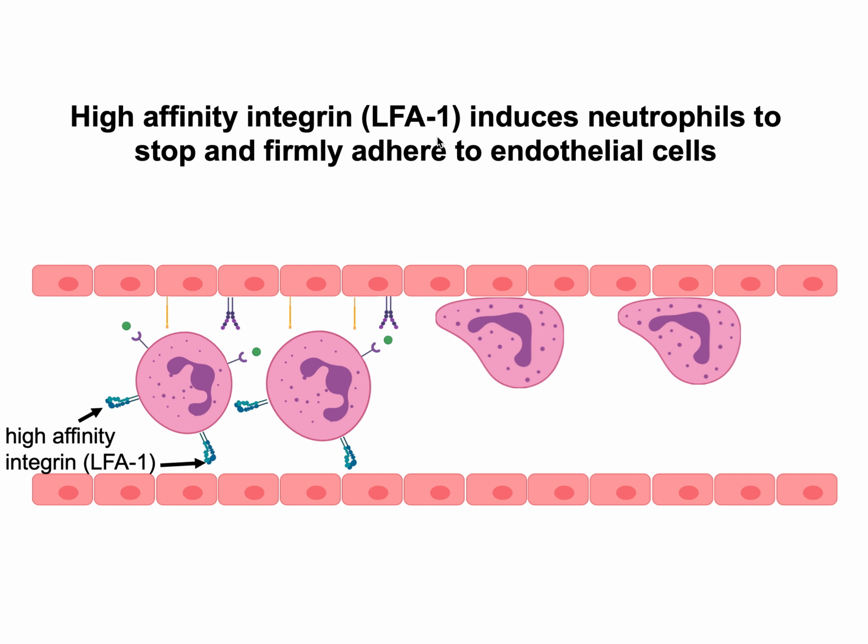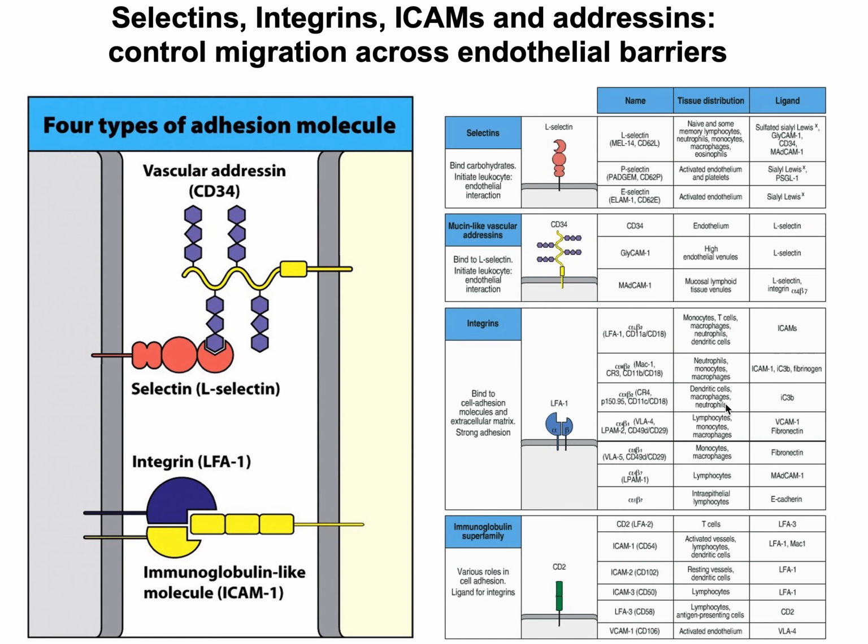When LFA1 is expressed, it causes these neutrophils, or really any cell type that's circulating, to bind firmly to these endothelial cells and adhere. And so here we have neutrophils that are now smushed up against this endothelial cell wall and are firmly bound. And these selectins, integrins, ICAMs, and adressins, they really control migration across these endothelial barriers. These are adhesion molecules that mediate stickiness.